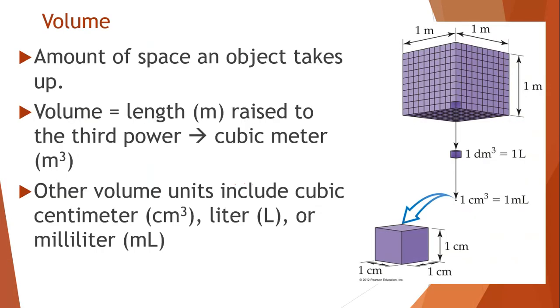Volume is one of those derived units that we talk about, and we define it as the amount of space an object takes up. Typically, volume is length raised to the third power, or we call this a cubic meter. However, other units for volume are going to be used in this class, specifically centimeters cubed, a liter, or a milliliter. Most often, you're going to see milliliter because that is what our graduated cylinders measure in. So milliliter is going to be the big one that you see.